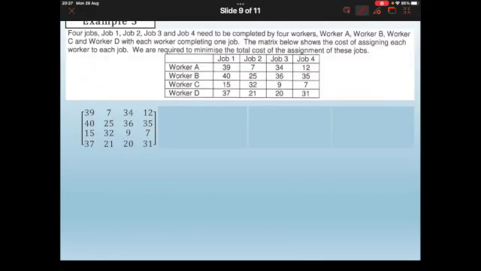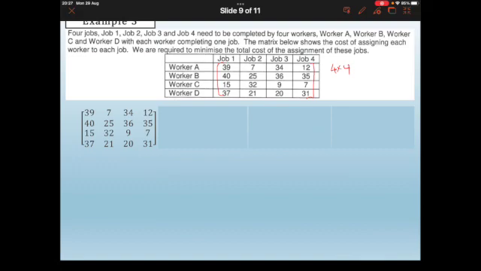Now, the next one, you've got 4 jobs and 4 workers. Can you actually use the Hungarian algorithm to minimize the total cost of this assignment? Of course, the first thing you need to do is always your cost matrix. Alright, write that out. That's your n by n, which is a 4 by 4 matrix.